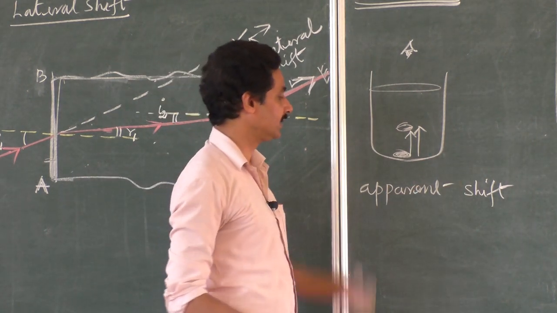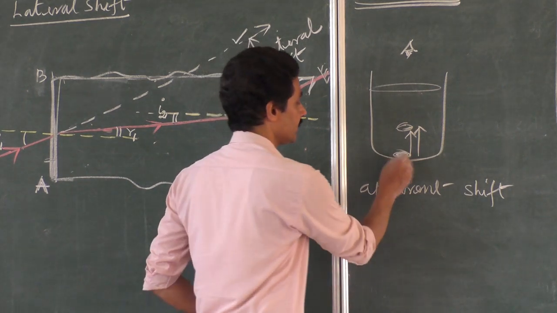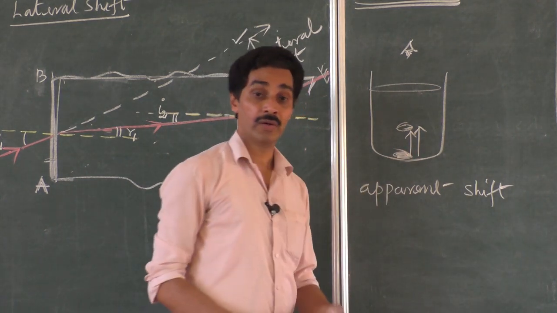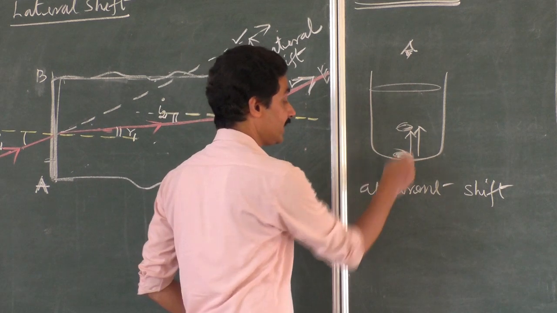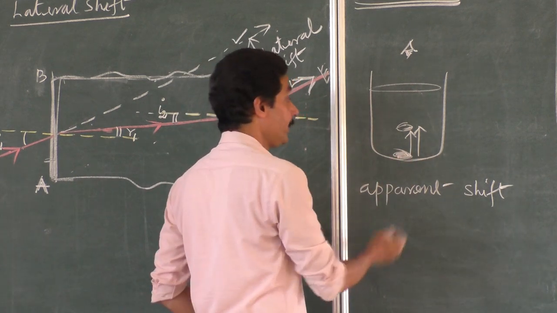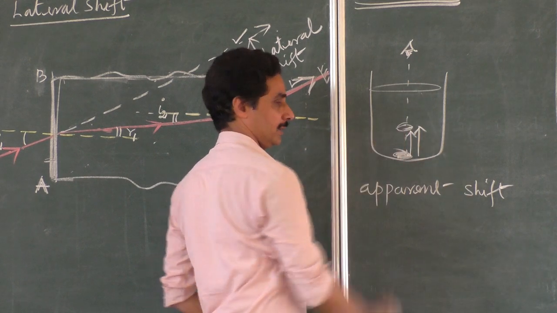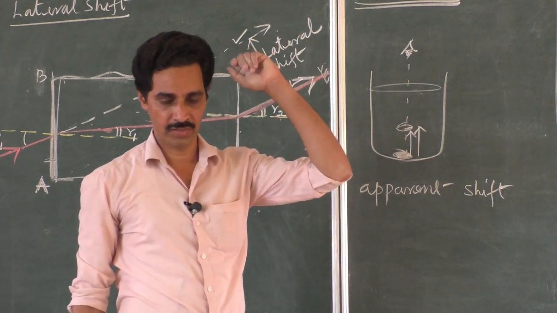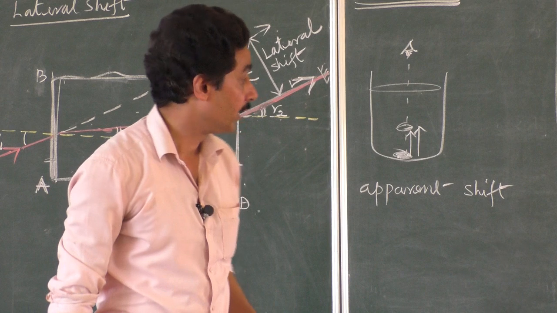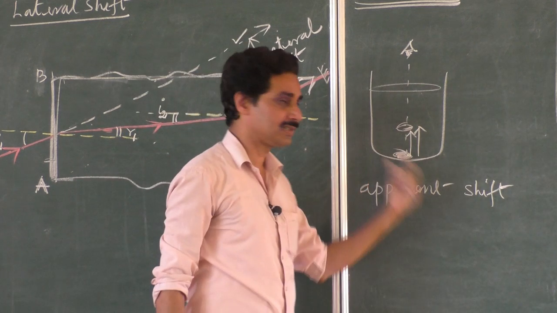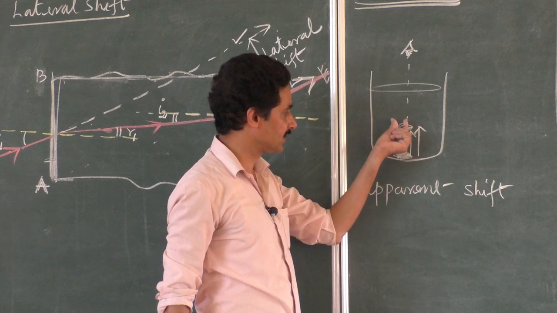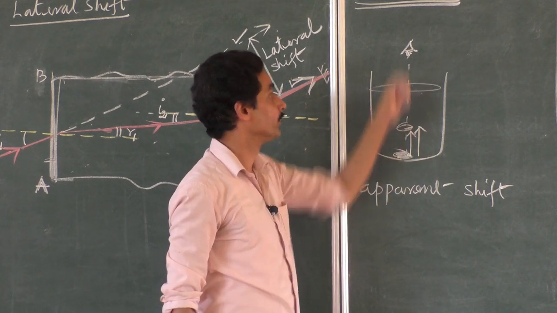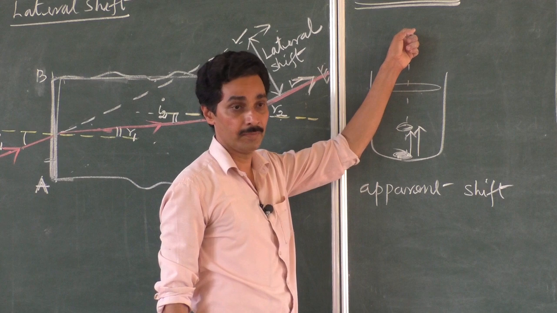Similarly, apparent shift, what? In the position of object. Object position appears to be shifted for us when the object is kept in one medium and viewed normally from another medium. That is called normal shift. So what is normal shift? Normal shift is the apparent shift. It is not real, whatever we feel. Apparent shift in the object position, kept in one medium, viewed normally from another medium.